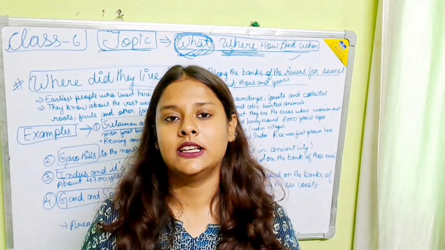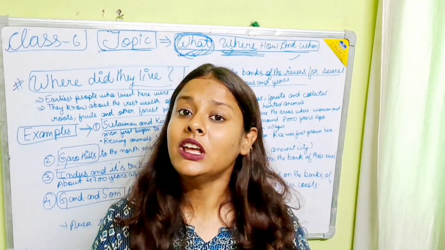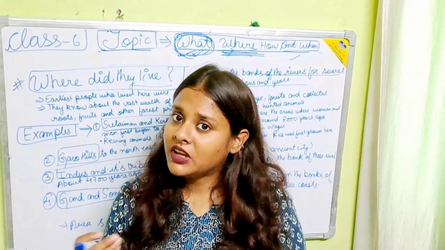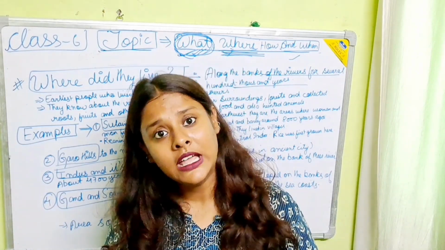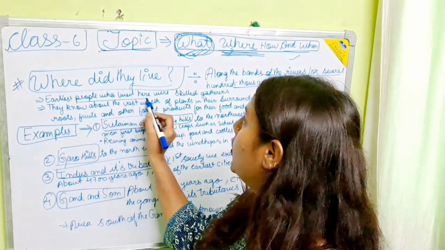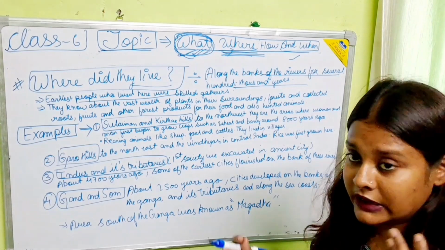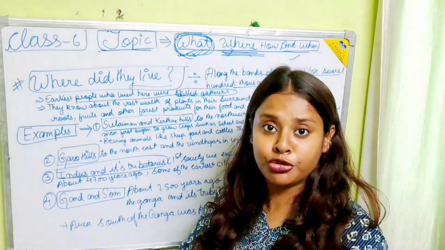That's why any civilization which we study developed near the banks of the rivers. When we talk about the famous Indus Valley civilization, it also developed near a river named Indus. Now, the earliest people who lived here were skilled gatherers. We know that skilled gatherers means they can gather their food.